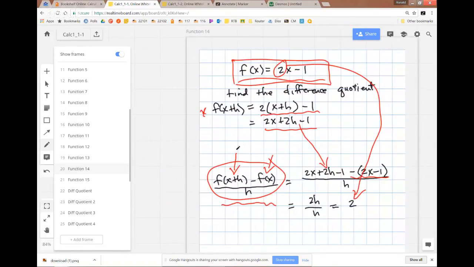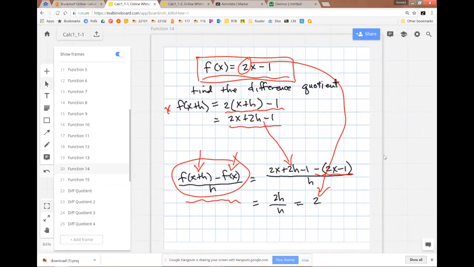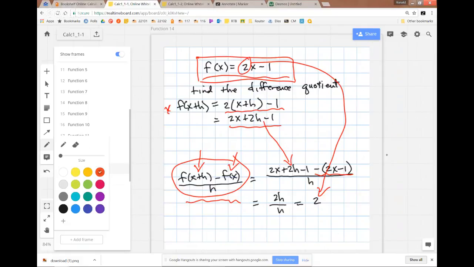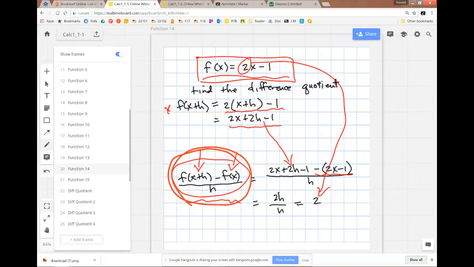So here, let's take a function and find its difference quotient. So up at the top, f of x equals 2x minus 1. That's our function. Find the difference quotient. So what we need to do is this thing right here. We need to find that difference quotient that we just figured out, f of x plus h minus f of x all over h. Well, in order to do that, we have to find f of x plus h.